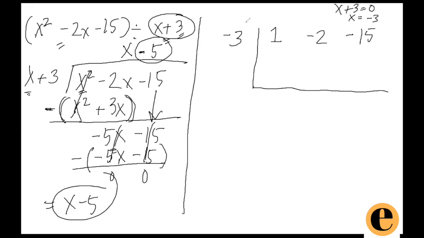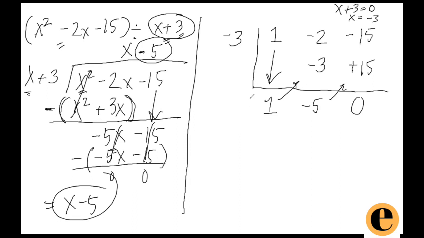Okay? Yan yung isusulat natin dito. Yung first term dito, ibababa lang natin, 1. Okay? And then this one times this one. 1 times negative 3, dito natin ilalagay, negative 3. Add lang sila, negative 2 plus negative 3, that's equal to negative 5. Negative 5 times negative 3, that's equal to positive, dito mo ilalagay, positive 15. Add lang sila, that's equal to 0.